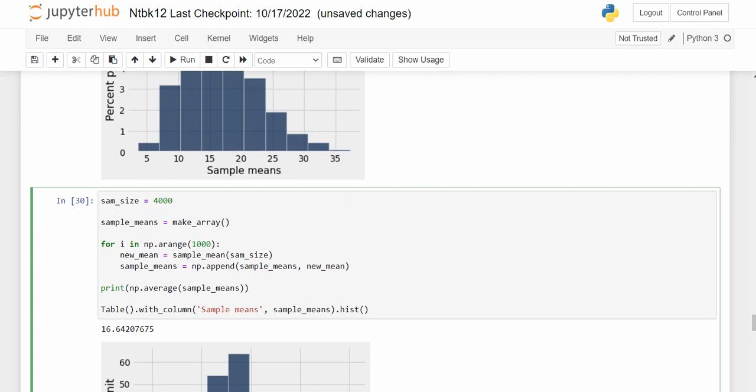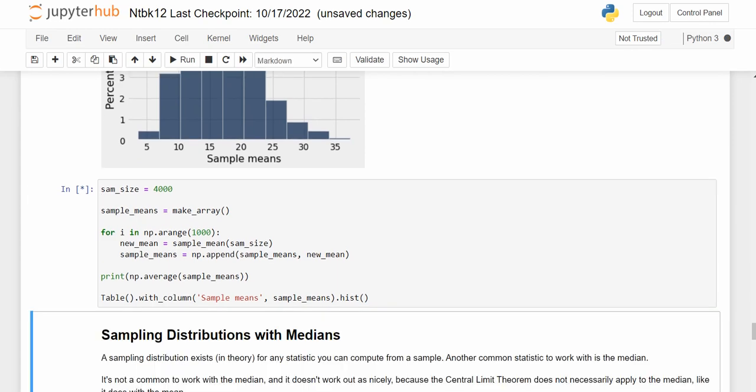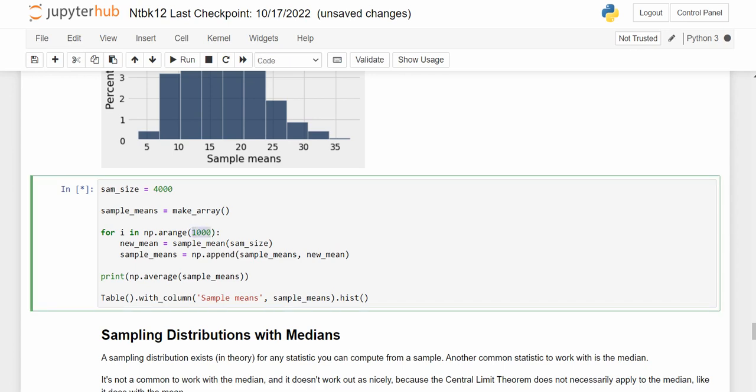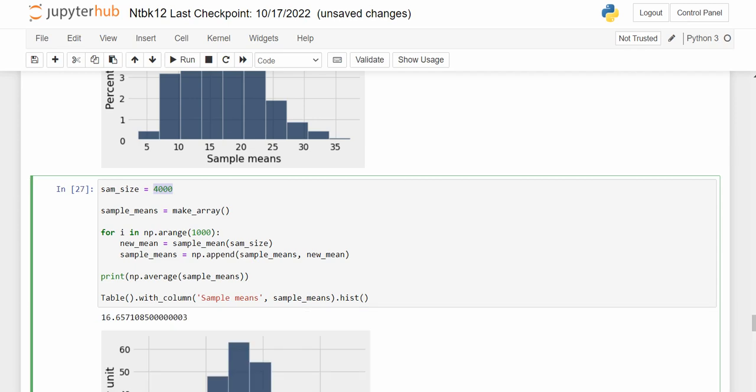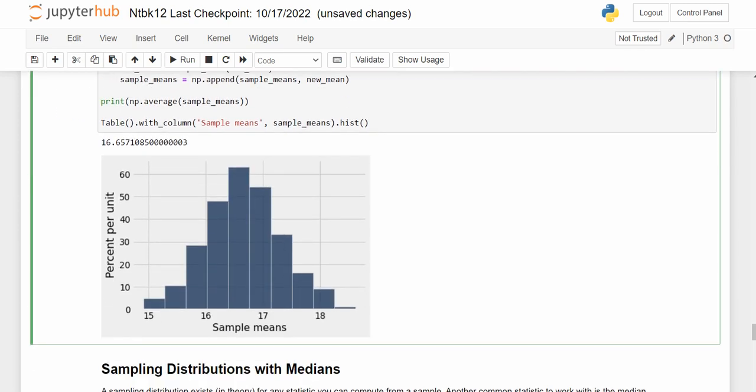And then now the sample size is 4,000. And notice this is going to take a while, right? Because we're running through 1,000 times. We're taking a sample size of 4,000 and then finding its average. But notice that we get a very bell-shaped distribution. So this is the law of large numbers and the central limit theorem working. And again, we can use the center of this bell shape to estimate the average for the population.